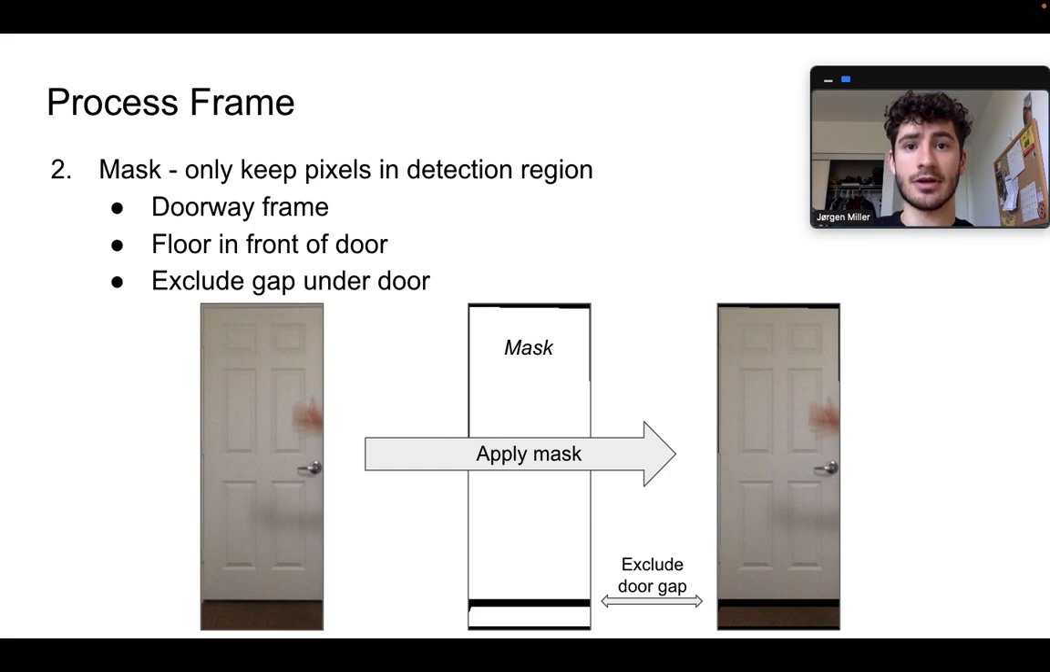I then mask them to only keep the pixels in the desired detection region. Here, I'm looking at inside the frame of the doorway, which will catch the door opening or catch someone in the doorway, and the floor below the door, which will detect something inserted under the door, for example, a package delivery. I exclude the gap under the door to ignore someone outside or if light changes in the hallway. I don't want to classify that as movement.